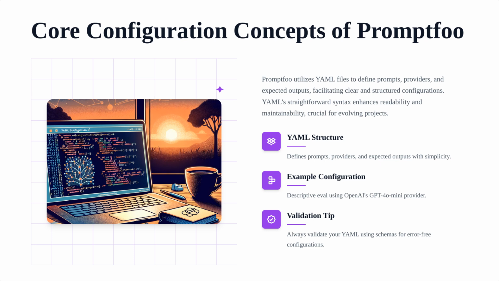Typical YAML structure in Promptfoo includes the prompt definitions, the provider settings, and the evaluation expectations. You might, for example, create a descriptive evaluation that uses OpenAI's GPT-4o Mini as the provider, all within a single organized configuration file. A good habit here is to validate your YAML before running evaluations. Using schemas helps catch formatting mistakes early and prevents small syntax errors from turning into bigger configuration problems.